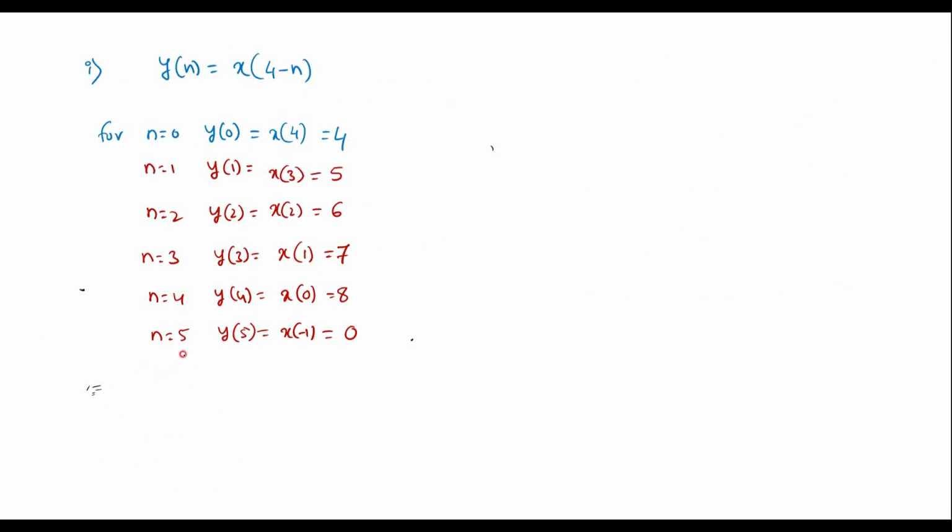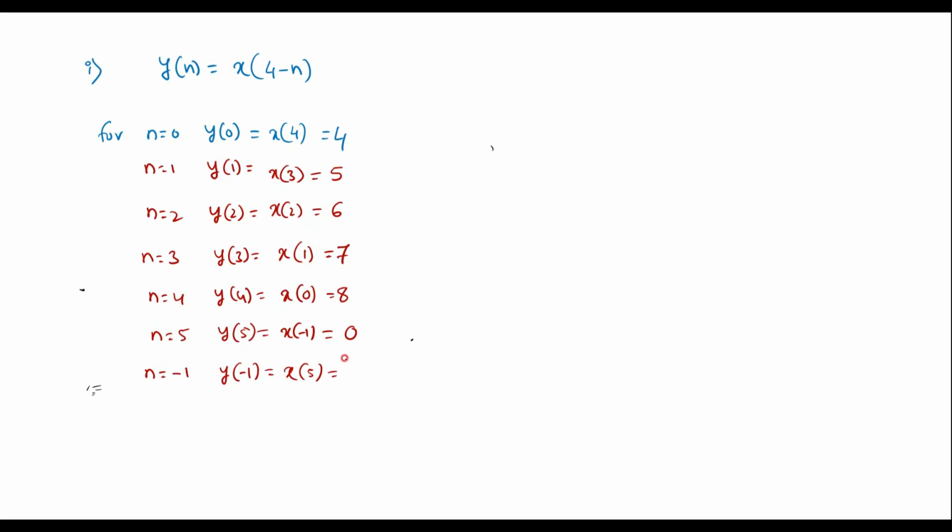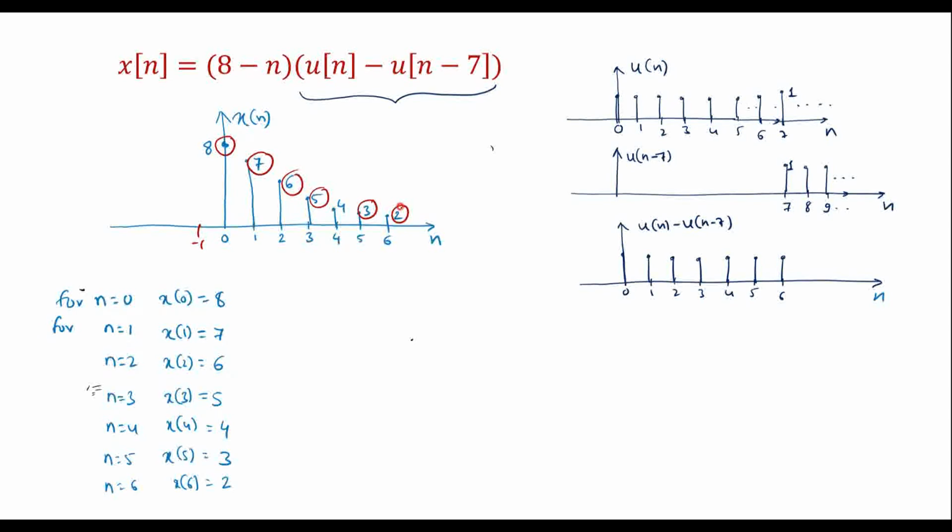Therefore, now we'll consider n equal to minus 1. That is, n is equal to minus 1. In that case, y of minus 1 will be equal to x of 4 plus 1, that is x of 5. So x of 5 value is 3. So it is 3. Now consider n equal to minus 2. In that case, it will be x of 6. That is y of minus 2 is equal to x of 6. So x of 6, here we can see it is 2.